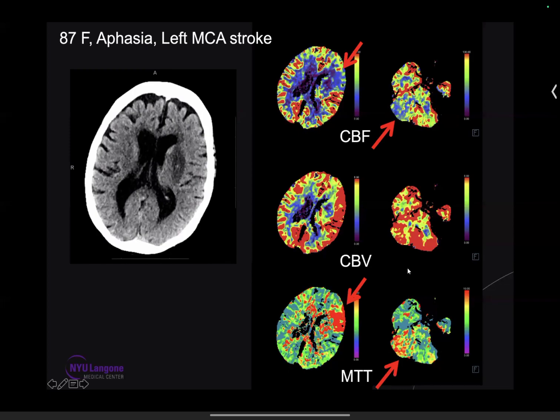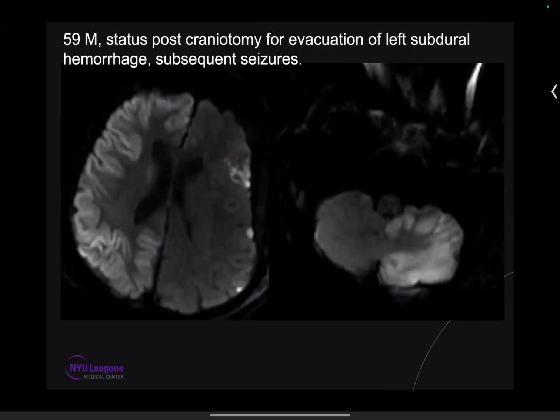But look at the right cerebellum, right? Again, beautiful case showing you that there is hypoperfusion and increased mean transit time. Again, not very subtle changes, but once you know where to look, you can see these changes fairly often. This was one of the most dramatic cases I've seen.